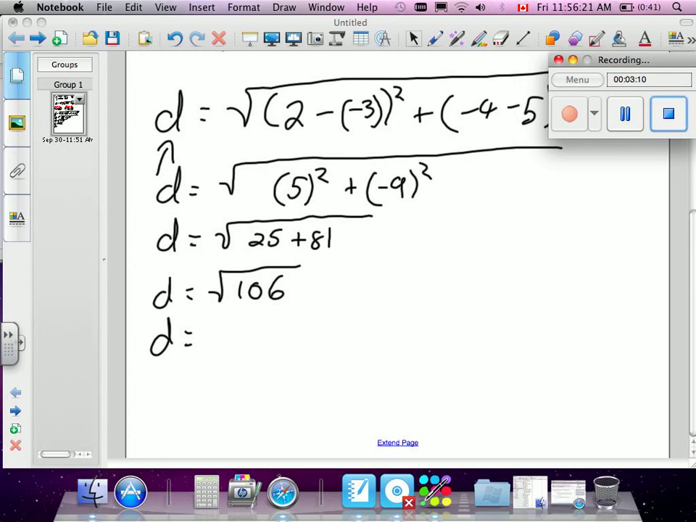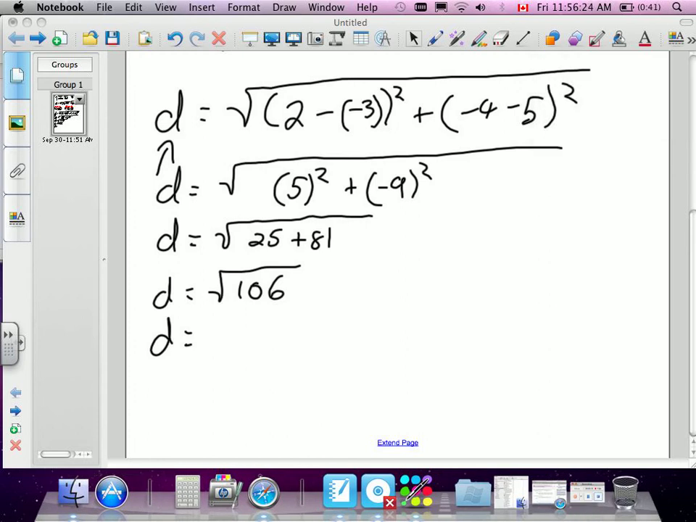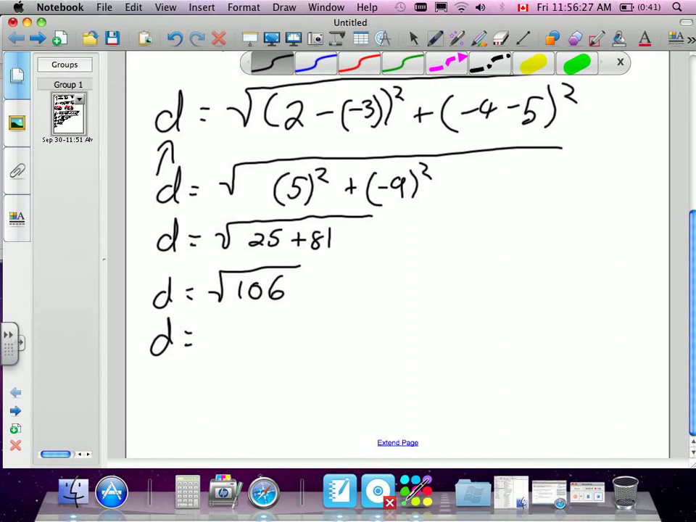Okay, the square root of 106 is approximately 10.3.